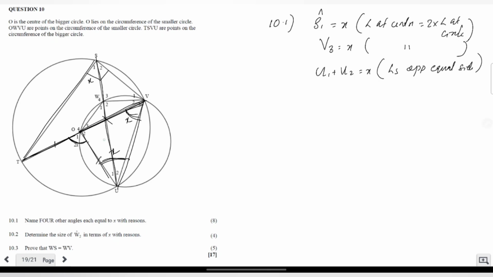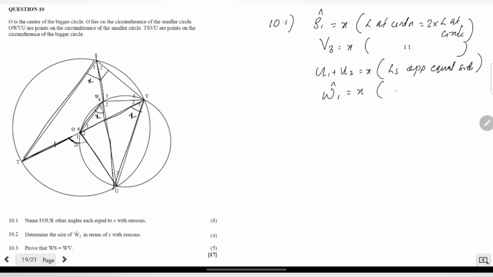Look at the smaller circle. Did you see this UO? Let me rub this one. Look at the smaller circle. This is a chord. This chord is subtending one angle at V3, and the other one at W1. Did you see that one? Both are the same, coming from the same chord. So W1 is also equal to V3. V3 is already x, so W1 is also x. So we can write W1 is also equal to x.